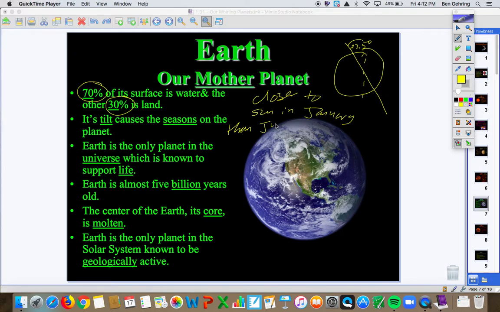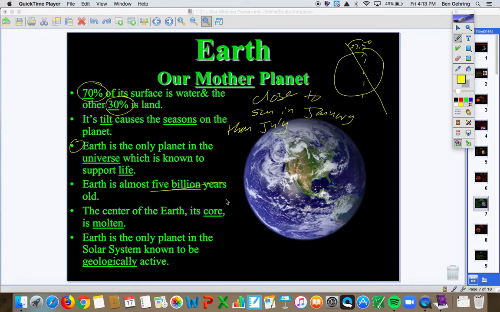Which seems backwards, but because of this tilt, we're getting indirect sunlight in January and direct sunlight in July. That's what causes our seasons. We're the only known planet with life, as far as we're aware. The Earth is almost 5 billion years old, and the center is solid.